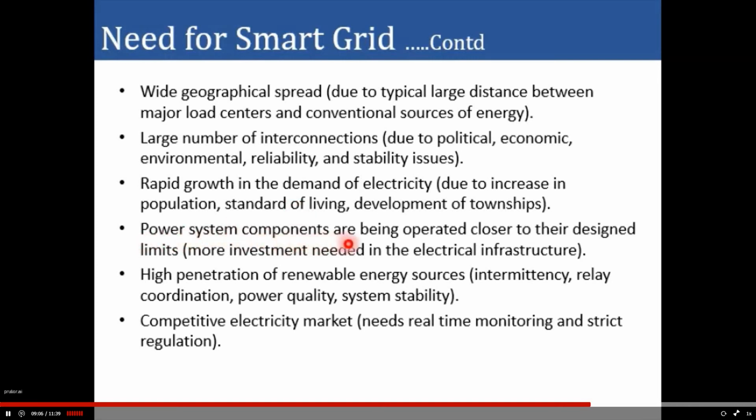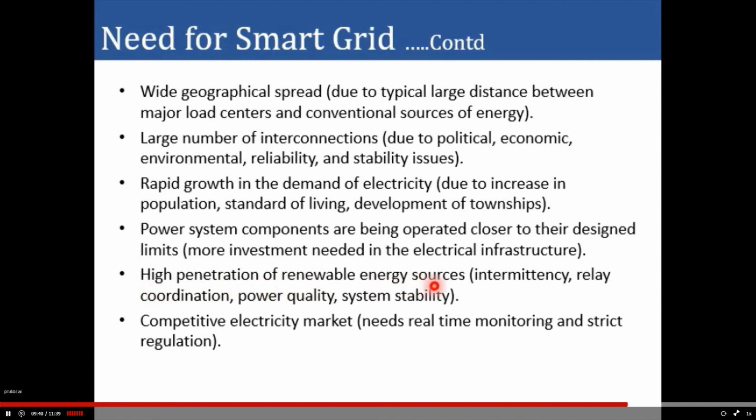Now power system network components are being operated closer to their design limit. Take the example of transformers in the distribution system. The load has grown drastically, and now the transformers are almost overloaded at the distribution level, which is creating frequent breakdowns and a lot of problems. So that also needs to be addressed with the help of new technologies in the smart grid area.